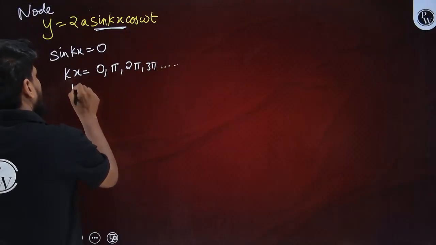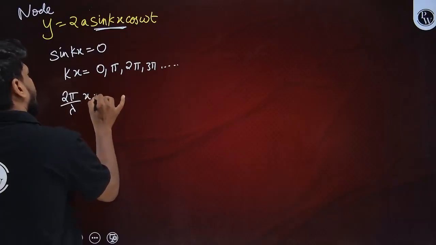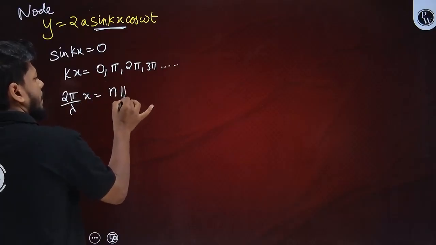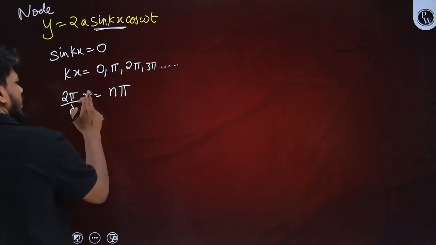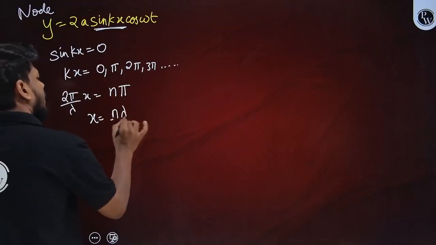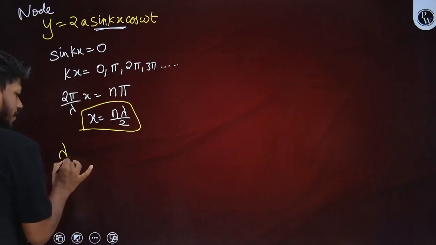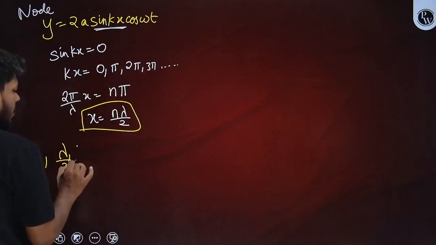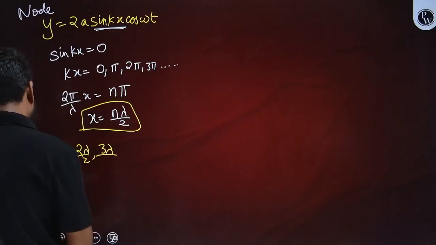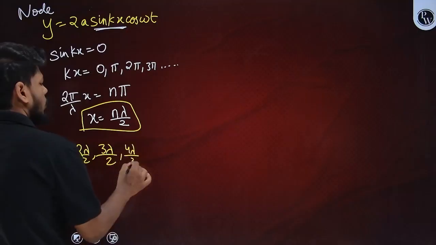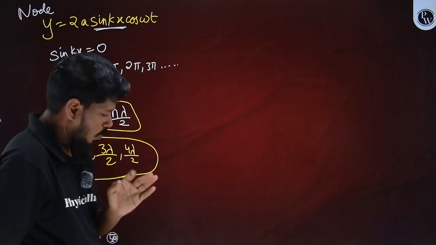So generally I can tell my kx, where k can be written as 2π by λ, should be an integral multiple of π, correct? So what will I get for x from here? If I cancel this π, I will get nλ by 2. So whenever my position is equal to 0, λ by 2, 2λ by 2, 3λ by 2, remember this, very much important, 4λ by 2, wherever I have this, I am going to get nodes.